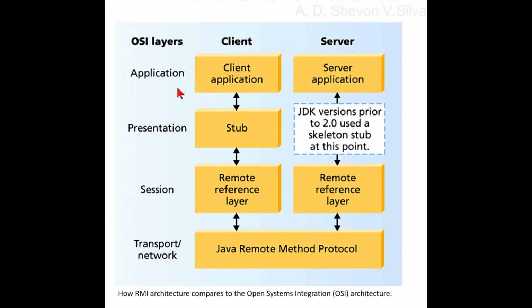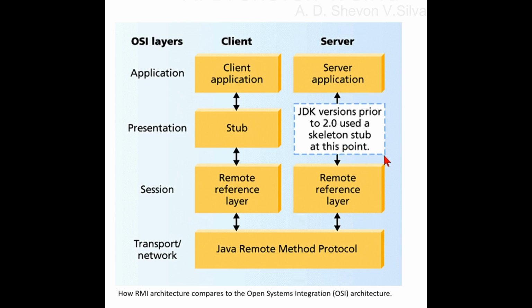The stub and skeleton layer is similar to the OSI presentation layer in that it manages the remote object interface between client and server. The skeleton communicates with the stub, except in Java 2.0 or higher, which has no skeleton.